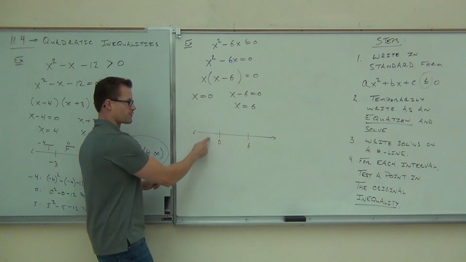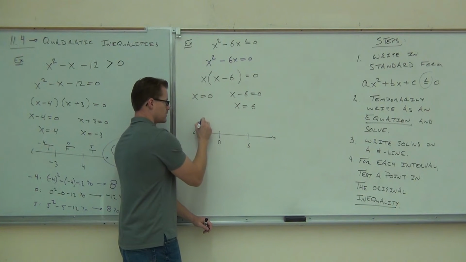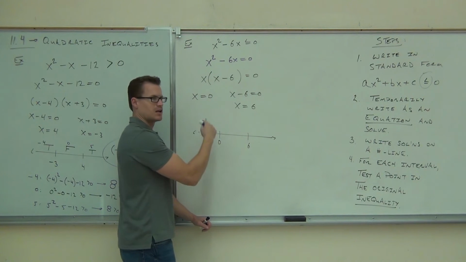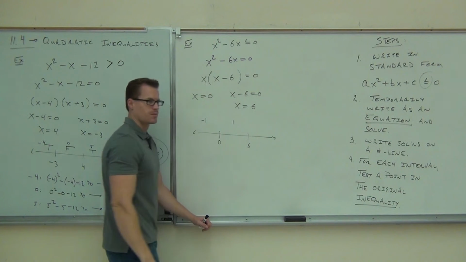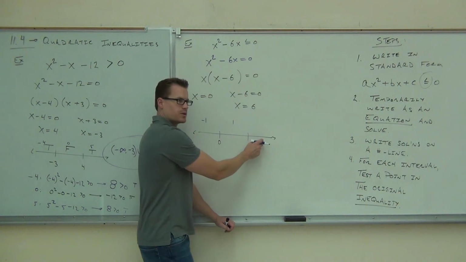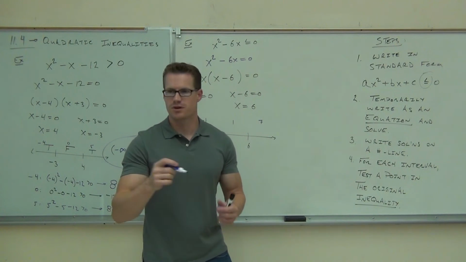What point are you going to pick over here, do you think? 1. Over here? -1. And here? 1. Anything you want. I'd probably pick 1 because it's easier for me. And then over here, what are you going to pick? 7. Yeah, 7. Why don't you try those points for me, see if they work, okay?